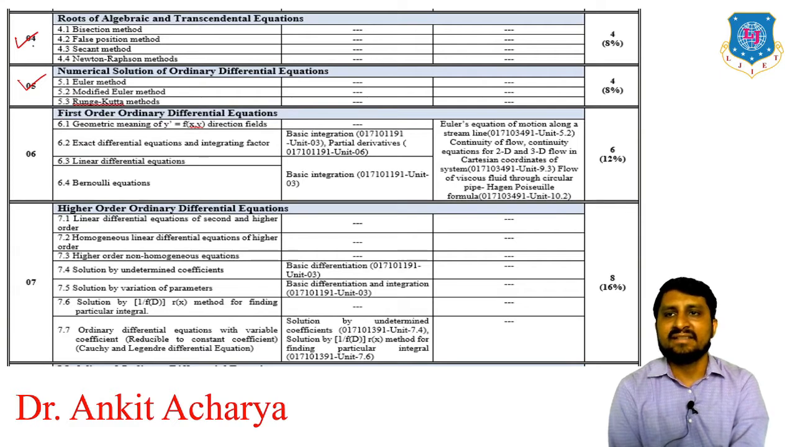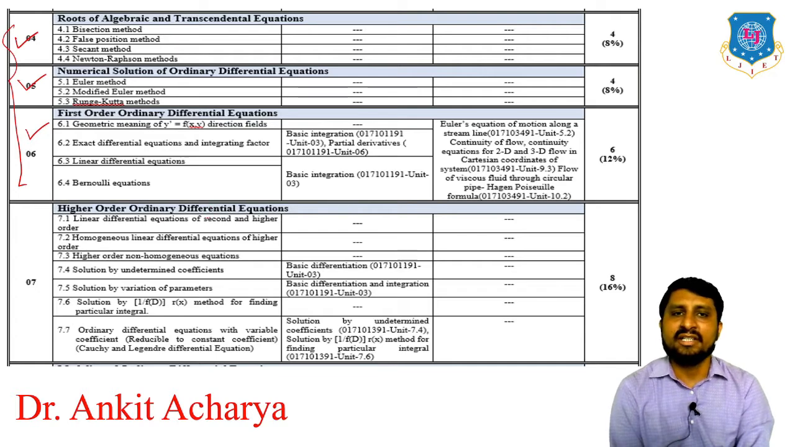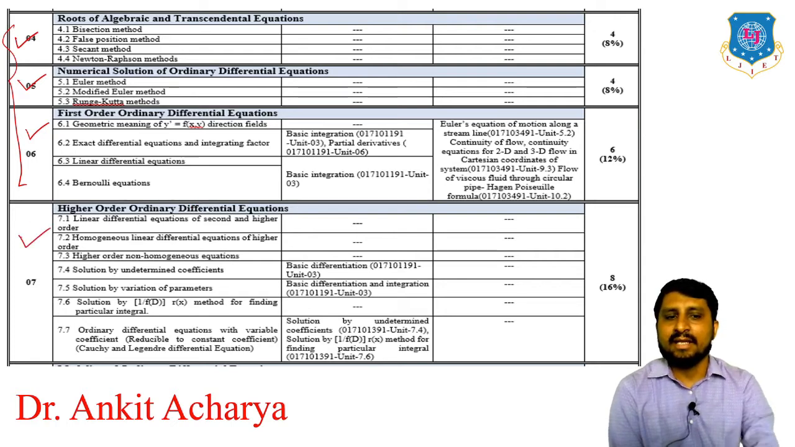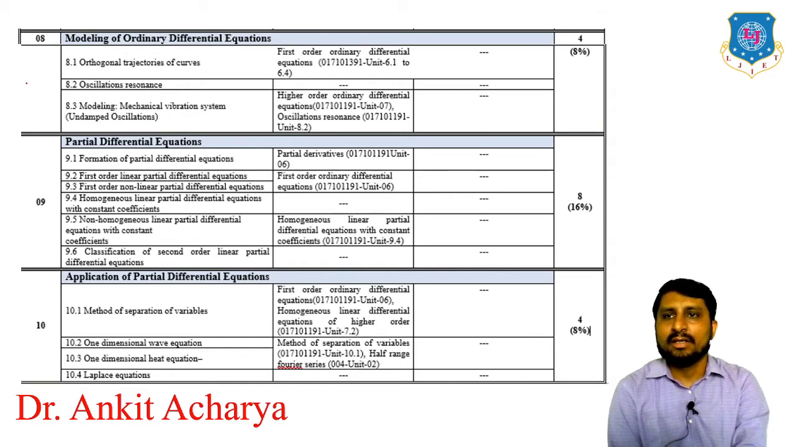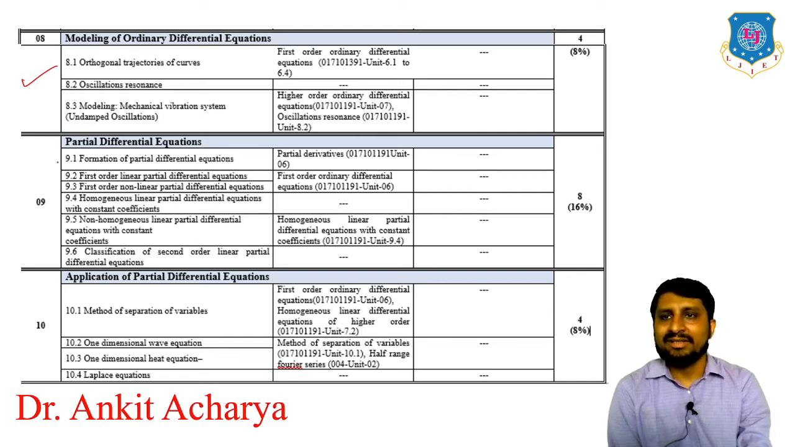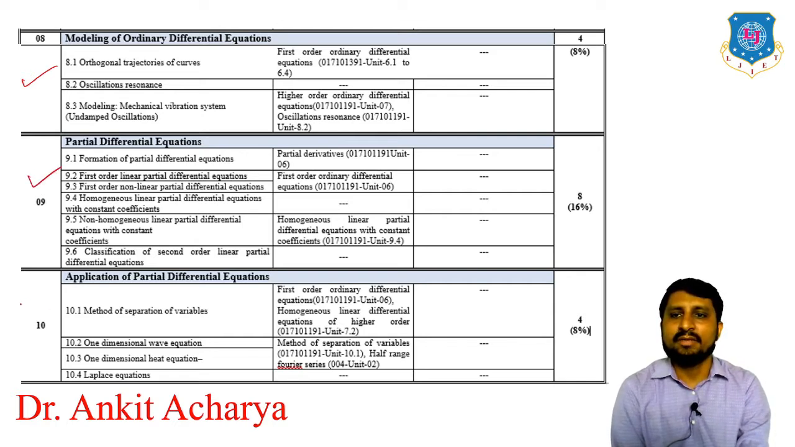In test 2, the next 3 chapters, chapter numbers 4, 5, and 6. Chapter number 6 is first order ordinary differential equations. So unit numbers 6, 7, and 8 are ordinary differential equations. Unit numbers 4, 5, 6 are probably in your test 2. Unit number 7 is higher order ordinary differential equations, and unit number 8 is modeling of ordinary differential equations. Unit numbers 9 and 10 are partial differential equations.